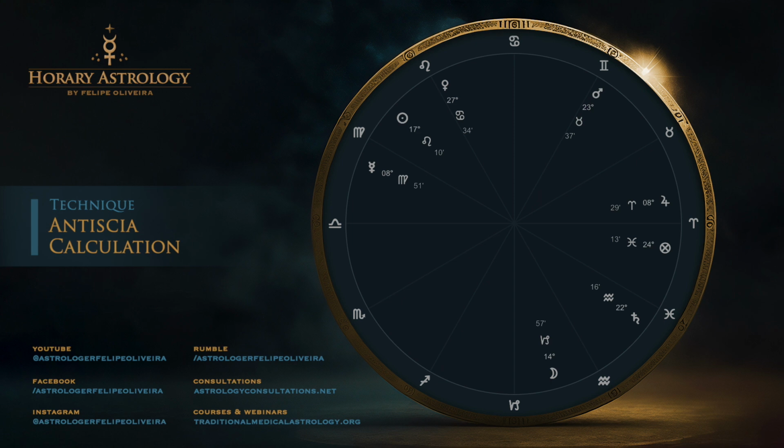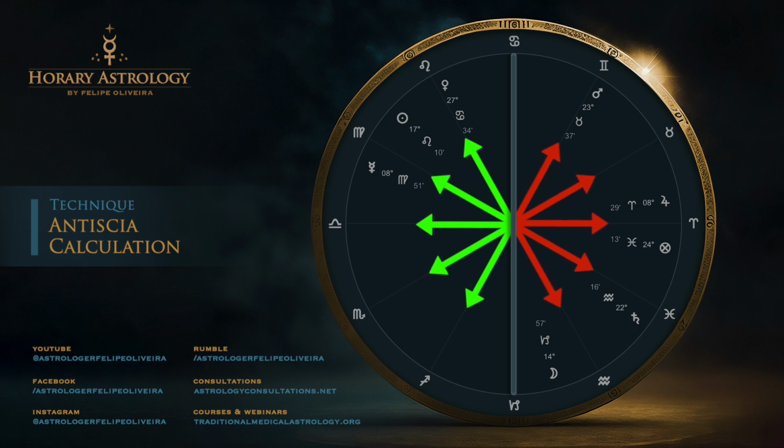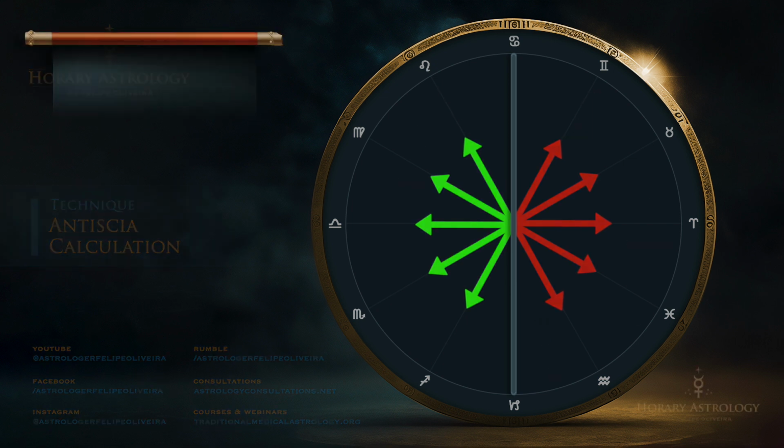The first step is to divide the chart in two halves, along the 0-degree Cancer, 0-degree Capricorn axis. Whatever point appears on one side of the line is symmetrically reflected on the other side. Remember, we're only concerned with signs, so each sign has its Antiscion. Let's go one by one.